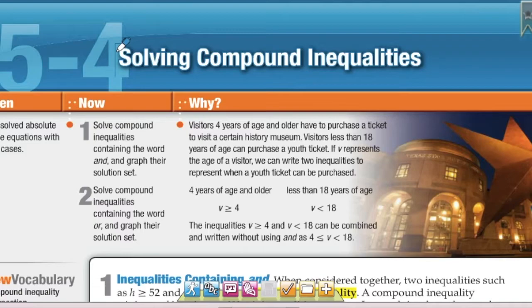In Lesson 5.4, you're going to be solving compound inequalities. You'll solve compound inequalities containing the word and, and you will also graph their solution set. You'll also solve compound inequalities containing the word or and graph their solution set.